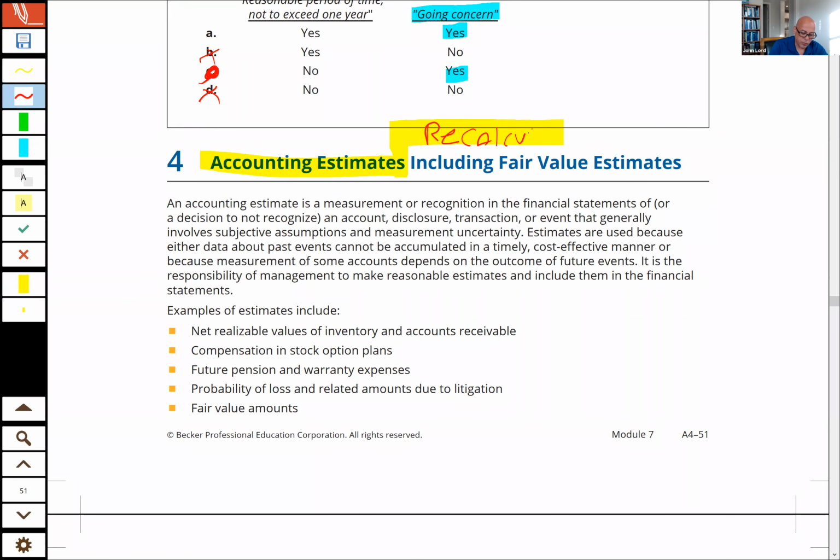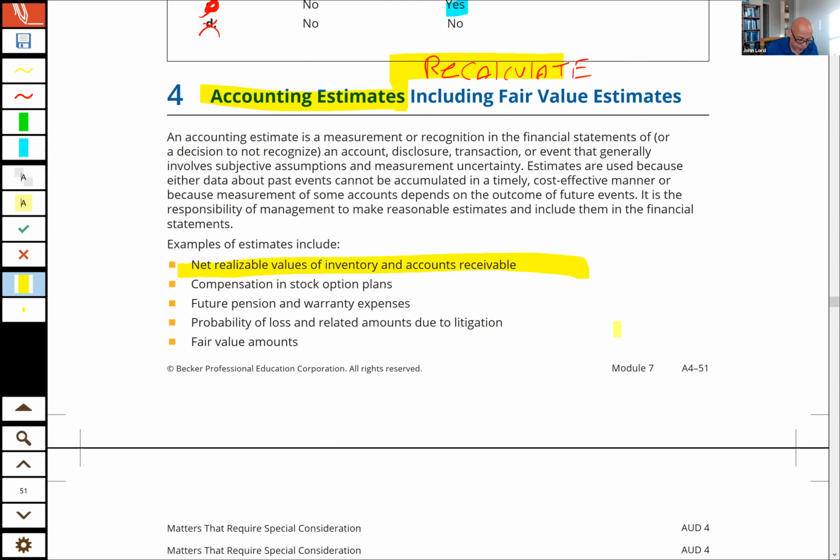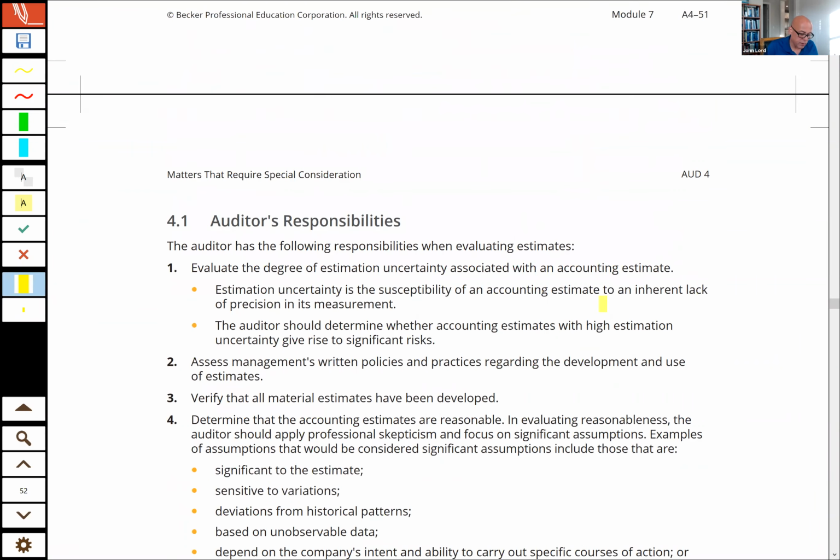Recalculate. Right? Okay, so let's take a look. And they talk about fair value estimates, and they tell us that fair value estimates can apply to a lot of different things. Okay, let's understand the auditor's responsibility.